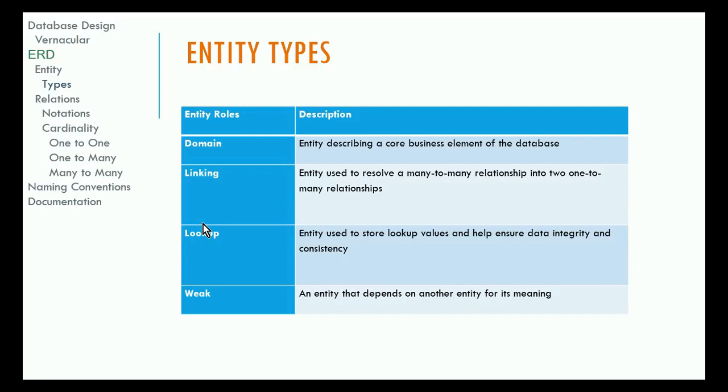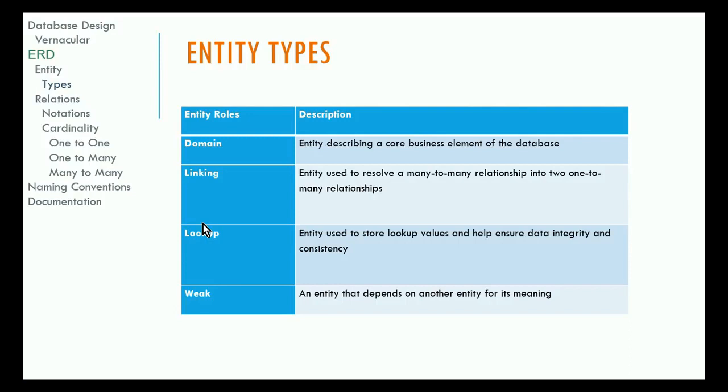Linking is when we use extra tables or extra entities to connect other entities together. And you'll see that later on. We usually do that when we get more into the design, the physical design, that is. Lookups can be for lookup values to ensure data integrity. For example, if you have maybe patients, you can have male or female.